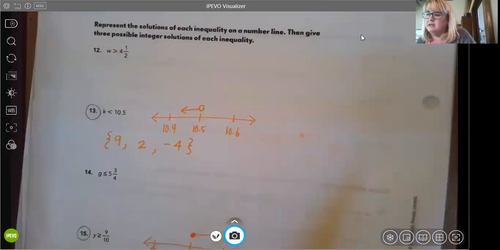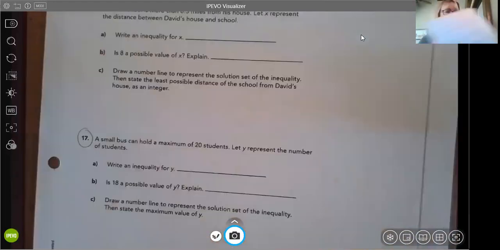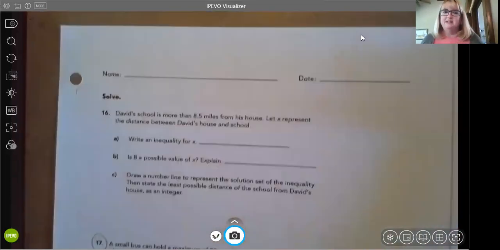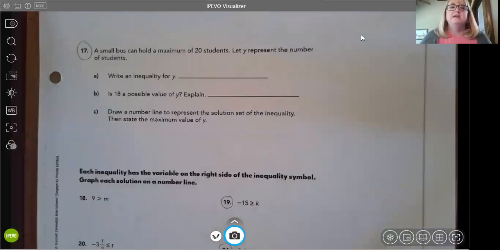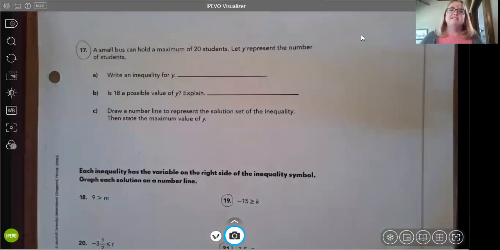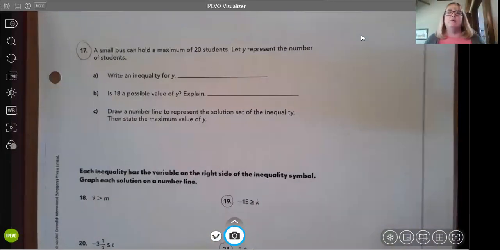Oh, and then we have a couple of word problems. Let's look at the word problems. It says solve. Let's look at 17. A small bus can hold a maximum of 20 students. Let y represent the number of students. Write an inequality for y.